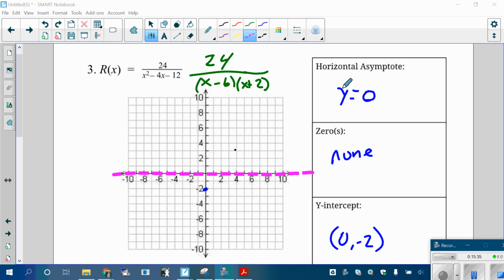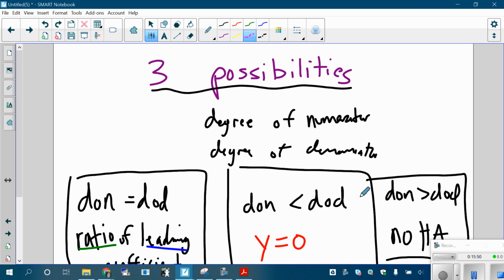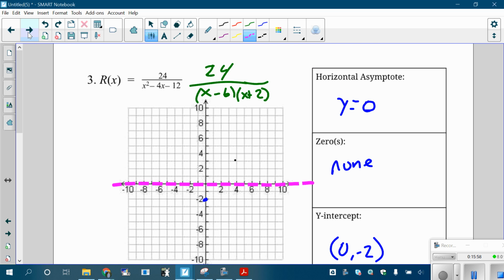Okay. So you should have gotten, excuse me, y equals 0 for the horizontal asymptote. That's because the degree of the numerator, there wasn't even an x. The degree of the numerator was 0. There isn't even an x. The degree of the denominator was 2. So it's a situation where the denominator is bigger than the numerator. Degree of denominator is bigger than the degree of numerator. Y equals 0 is our horizontal asymptote. Yeah. For zeros, we had to set the numerator equal to 0. But again, there's not even an x in the numerator.